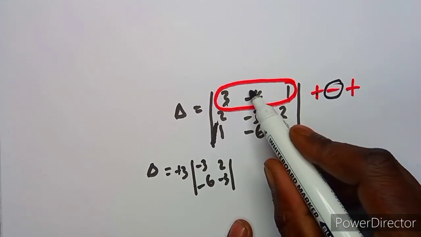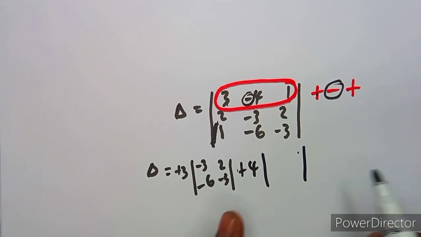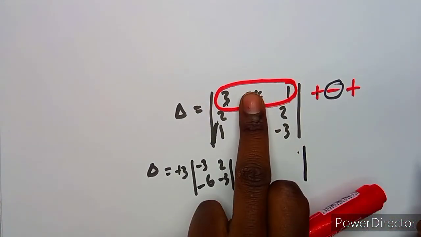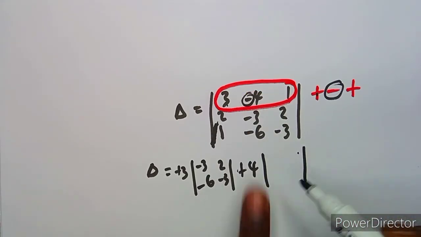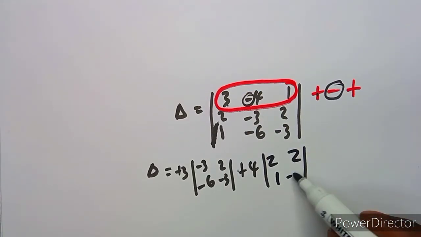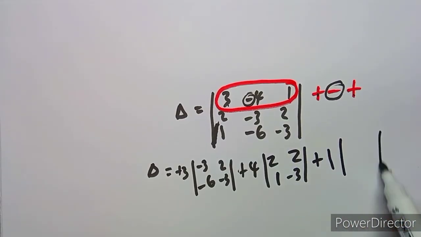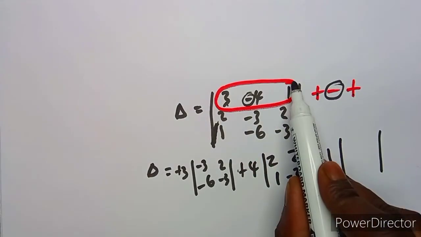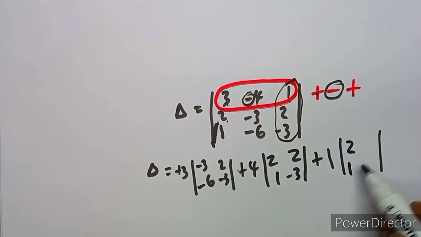So it's minus and minus, which is a plus, so it's plus 4, determinant of, you close the row which is already closed, so what you just need is to close the column. So it's 2 2 1 -3, plus 1 here. The row is already closed, what you just need is to close the column with 1. So you're going to be left with 2 1 -3 -6, just like that.